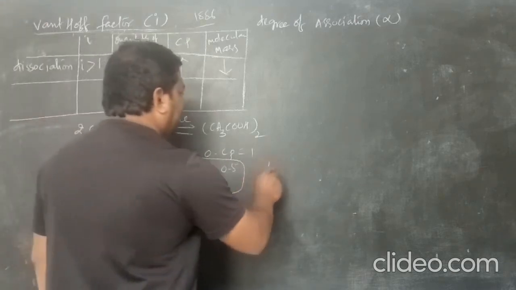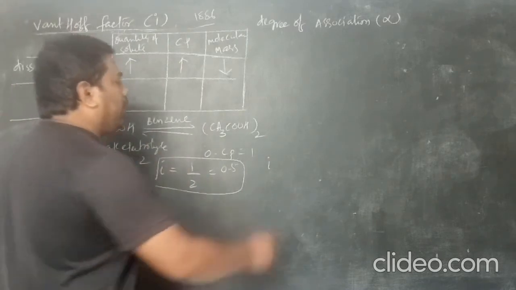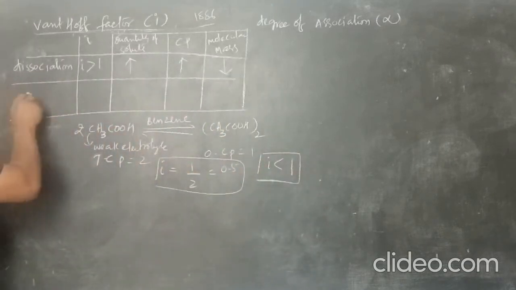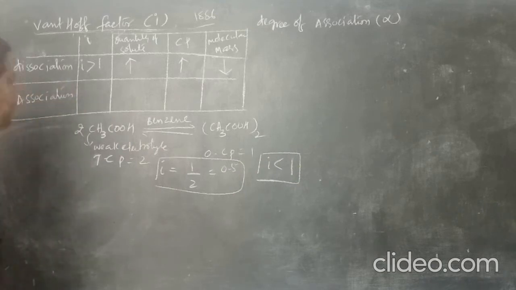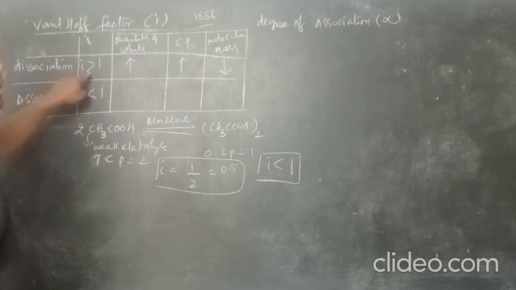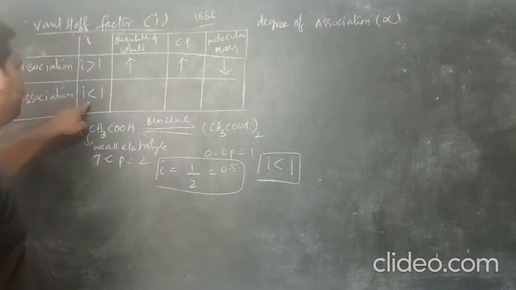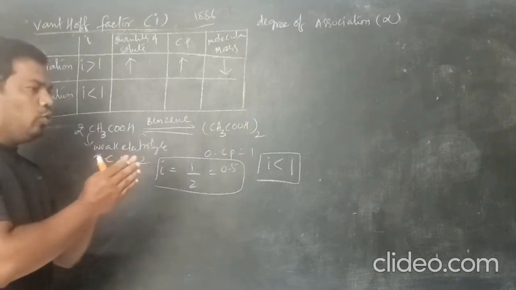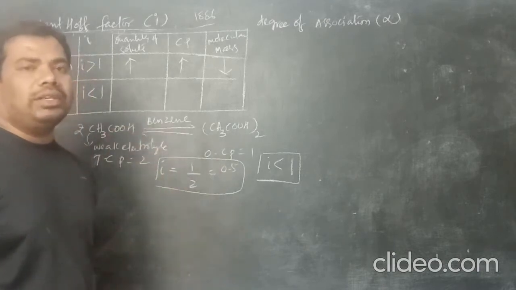So therefore, when the electrolyte solute is going to associate, the I value becomes less than 1. Clear, student? When the solute is going to dissociate, the I value is greater than 1. When it associates, it means 2 moles are converted and on the product side there is only 1 mole. Therefore the I value is less than 1.